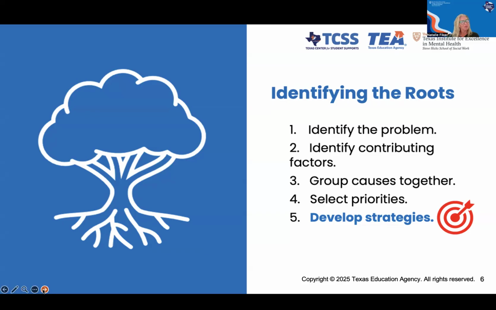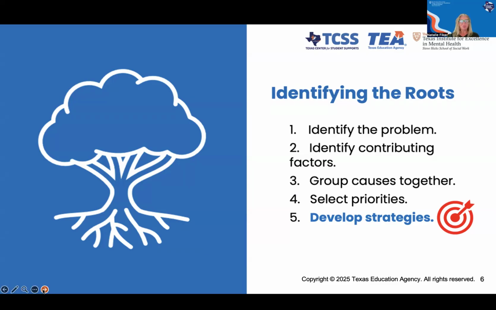Step 3, group the causes together. Teams will look closely at the potential root causes to organize and categorize to clarify patterns. A team might ask themselves, how can we group these causes to see common themes?